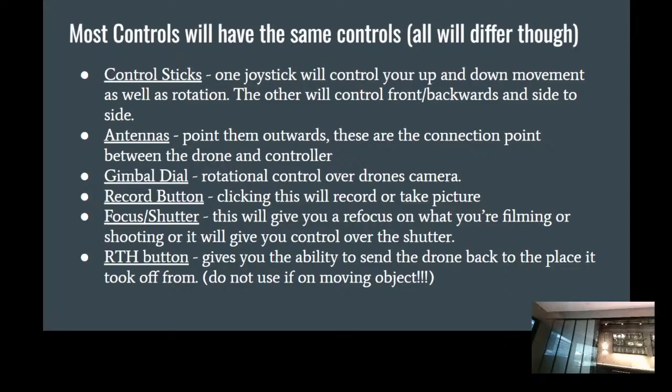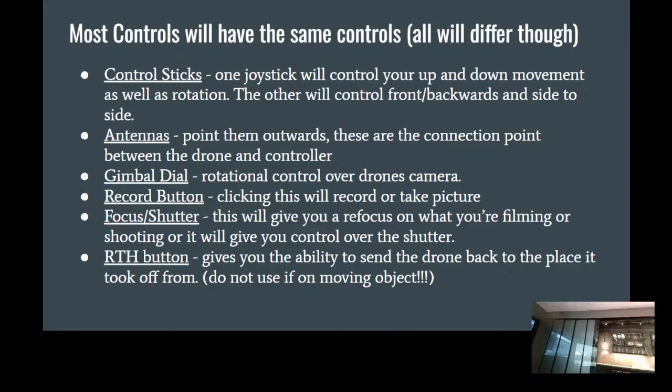Focus or shutter, this will give you the ability to refocus on what you're filming or what you're shooting, and then it'll give you control over the shutter and the speed of that shutter as well. And then the RTH button, return to home, gives you the ability to send the drone back to the place it took off from. I do not recommend using this on a moving object though, because it will come back to where it took off from.